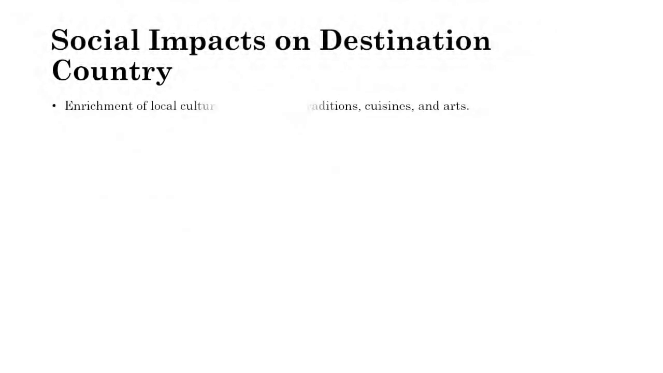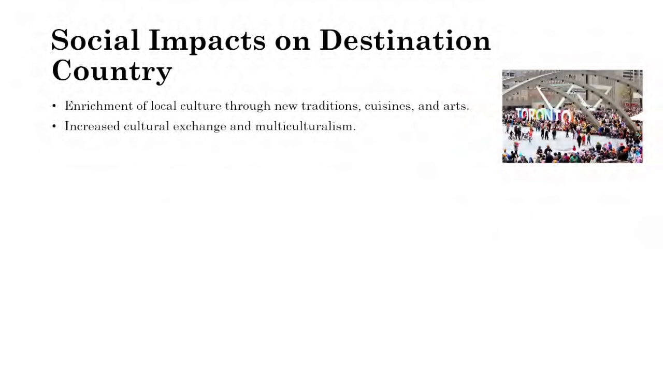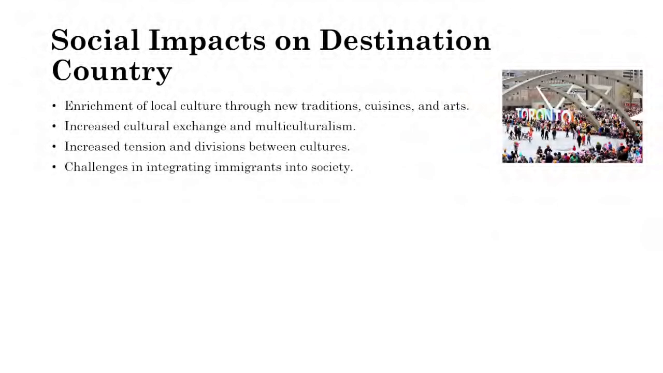What are the social impacts? We can see an enrichment of local culture through new traditions, cuisine, and arts. We see multiculturalism now, the presence of different cultures within an area. We see cultural exchange as well. But we can also see tension and division from the diversity of cultures. They may clash with one another or disagree. We can see challenges in integrating immigrants into society.